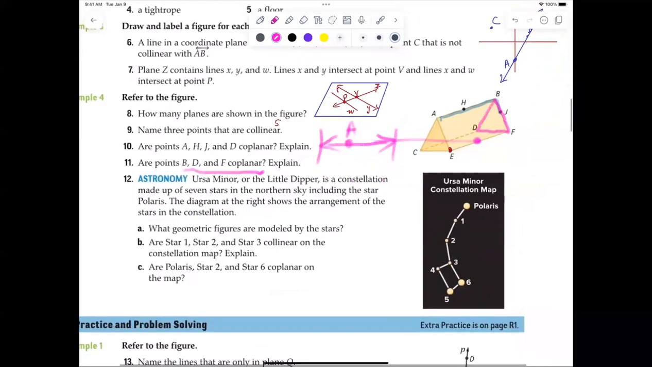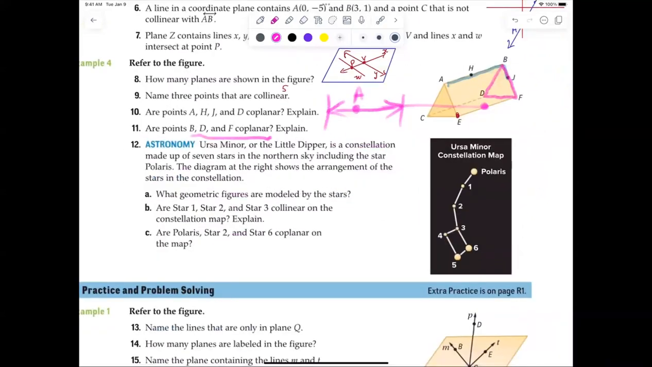All right, let's look at 12 real quick. Ursa Minor, or the Little Dipper, is a constellation made up of 7 stars in the northern sky, including the star Polaris. The diagram at the right shows the arrangement of the stars in the constellation. What geometric figures are modeled by the stars?